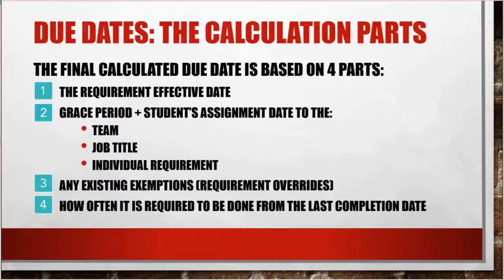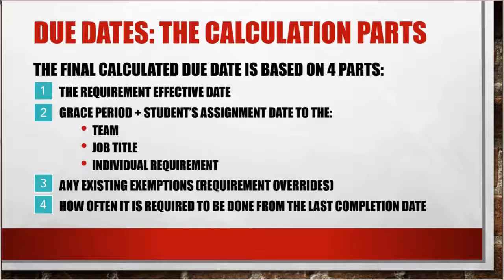Once you have your information gathered, the calculation has four parts. One, the requirement effective date. Every single requirement will have one. You need to know what that date is. Two, what is the grace period on the requirement? That grace period will get added to either the team assignment date, if it's a team requirement, the job title date, if it's a job title requirement, and the individual requirement assignment date, if it's set as an individual requirement.